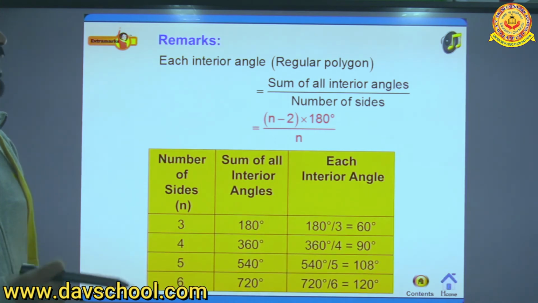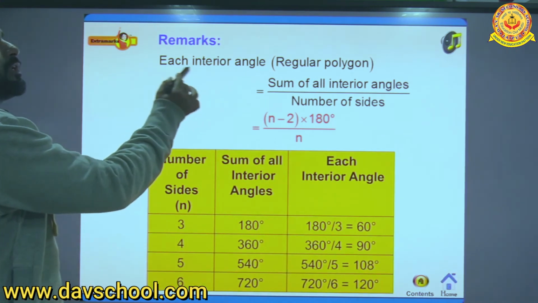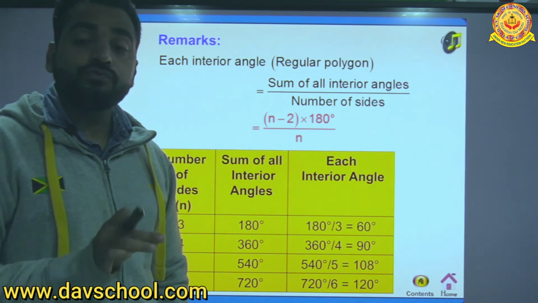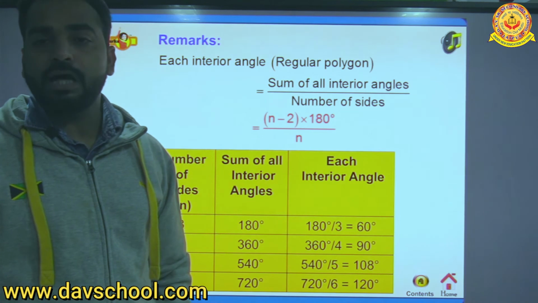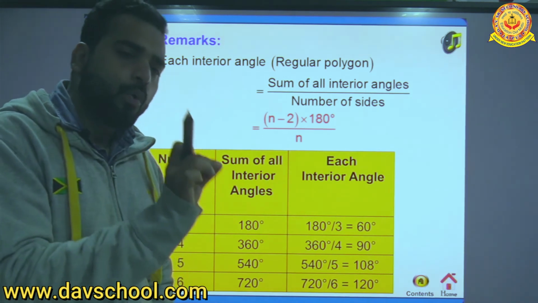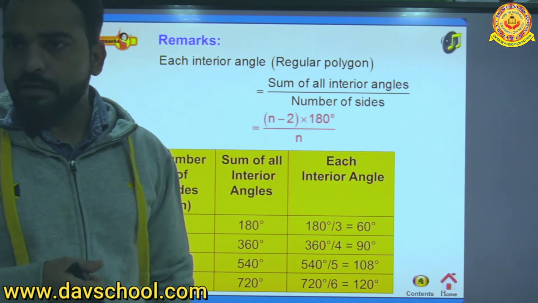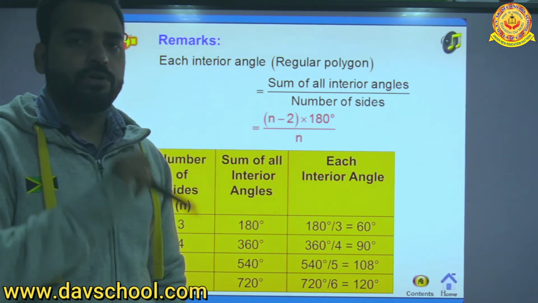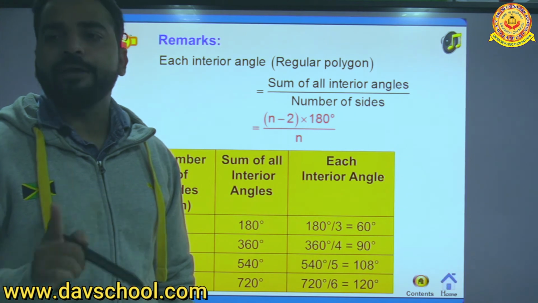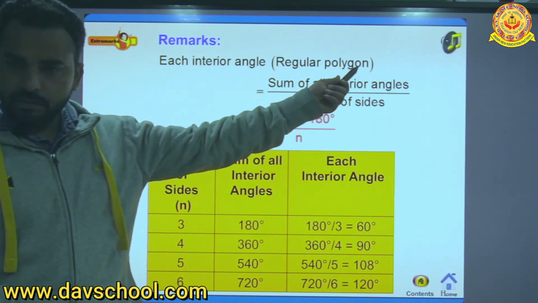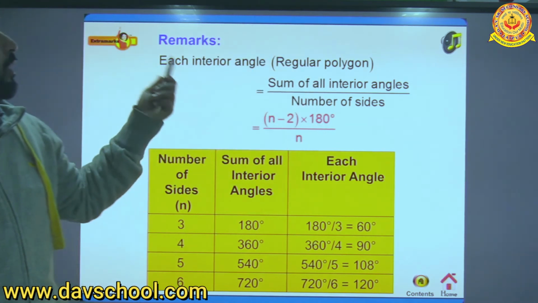Now, if we have to find each interior angle, then we have to divide it by the number of sides, because we know the sum of all the angles is given, and if we have to find only one angle, you have to divide it by the number of sides. But this can be done in a regular figure only. Right? It can be applicable only for a regular polygon. It is written here: a regular polygon is one where all the sides are equal.